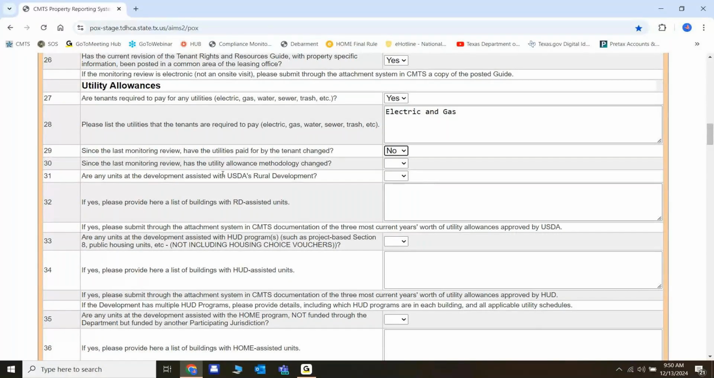Since the last monitoring review, has the utility allowance method changed? Again, you're saying either yes or you're saying no. Yes, it's changed. If that's a yes, the monitor is going to go into CMTS and make sure there's an approval there. That's what you're telling us there. If it's no, nope, we're using the same method we did at the last monitoring review. Great.